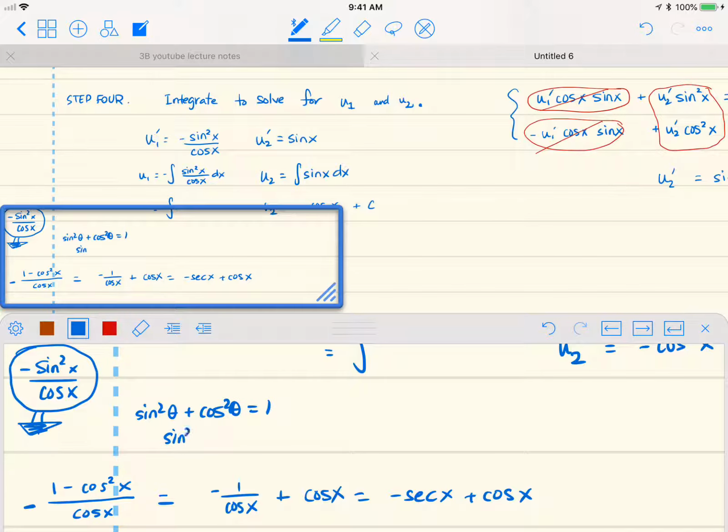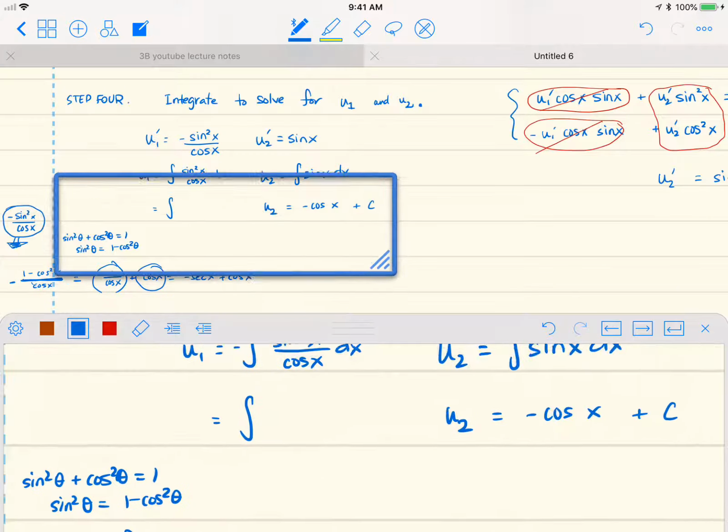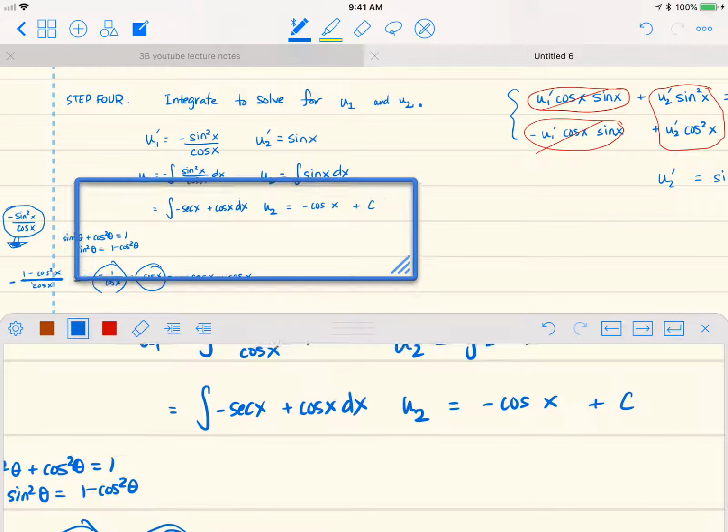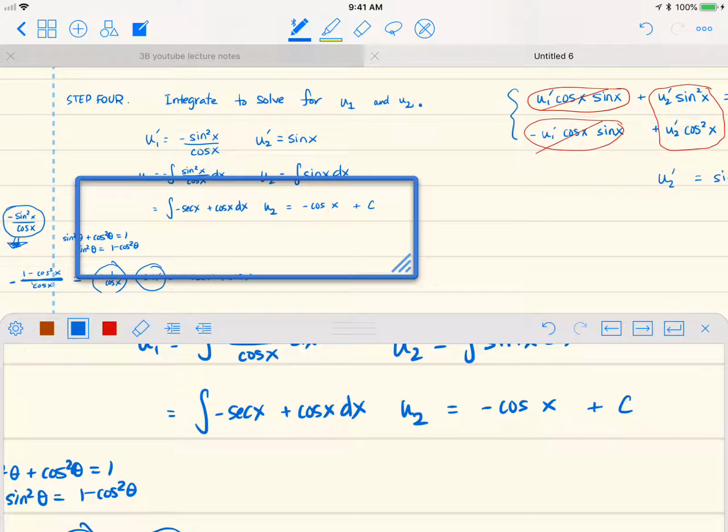So that means sine squared theta is equal to 1 minus cosine squared theta. And so I just replaced sine squared x with 1 minus cosine squared x in the numerator. Once I did that, I was able to break it apart and have negative secant x, and this is cosine x. Because I know how to integrate secant x, cosine x dx. The integral of secant x is, let's see here, yeah.